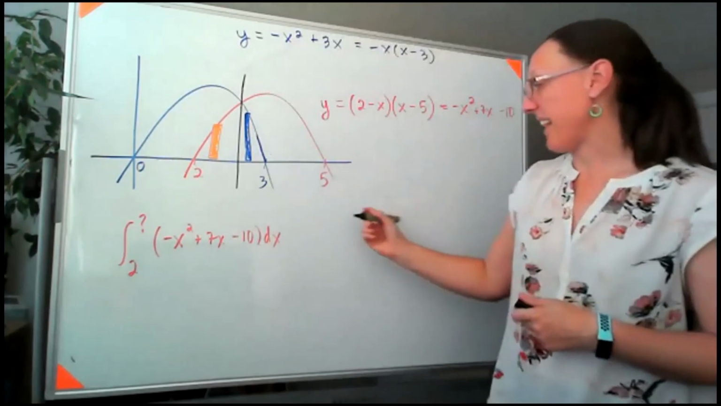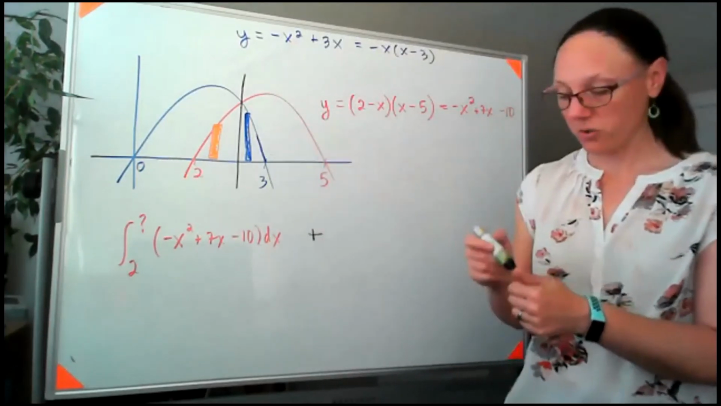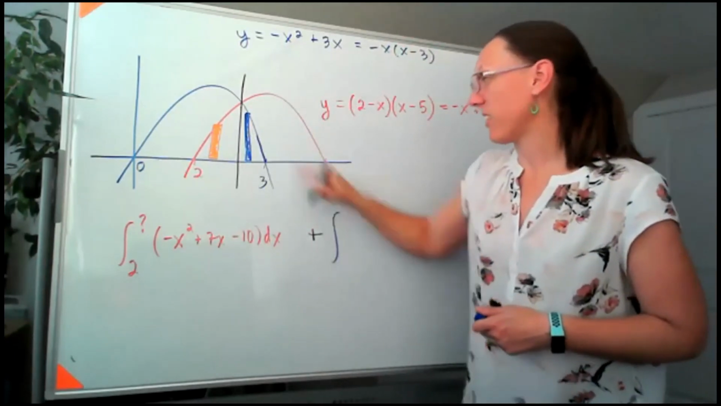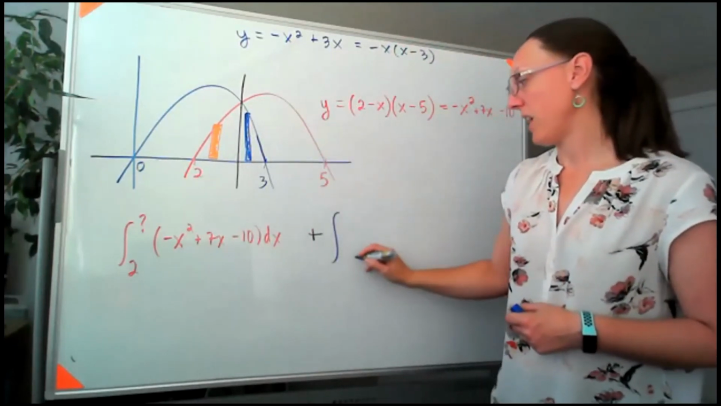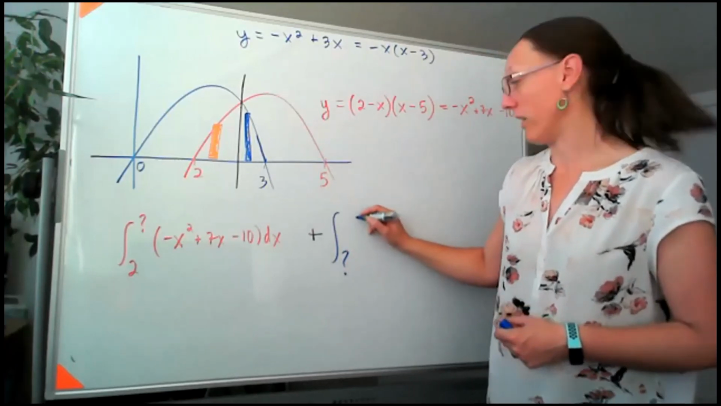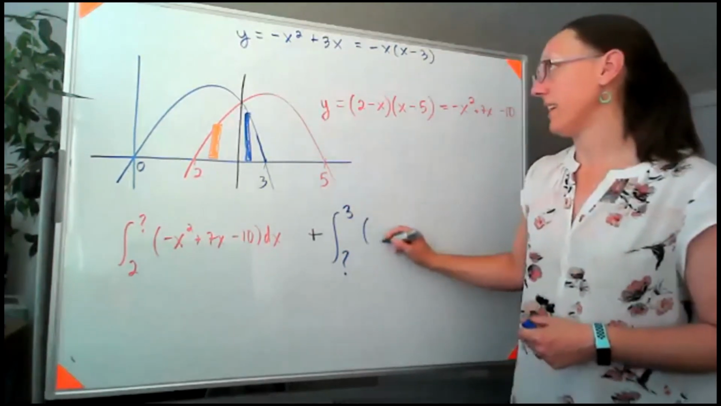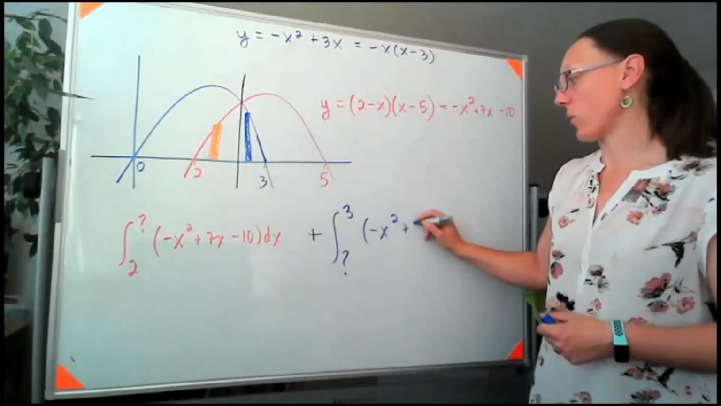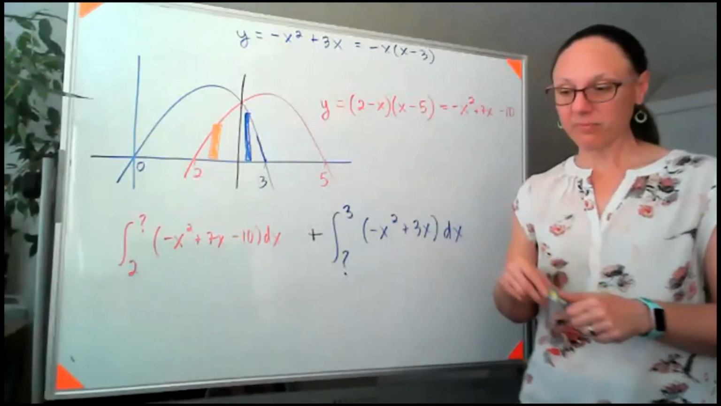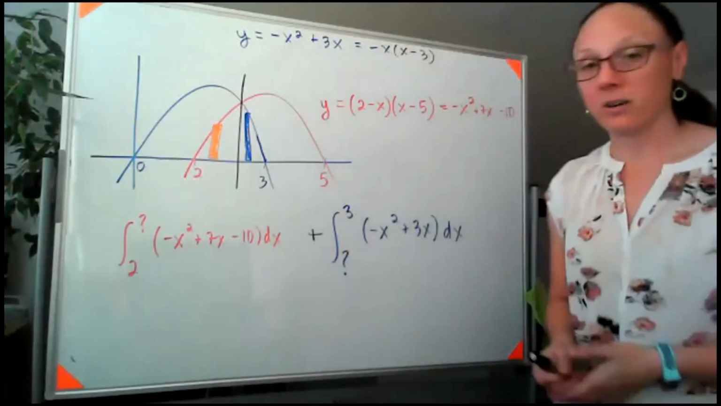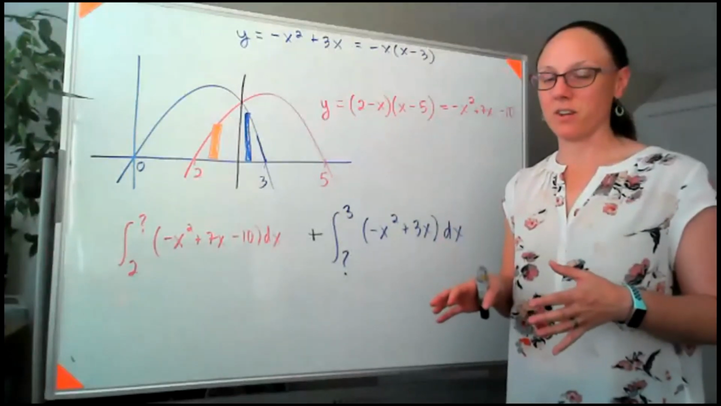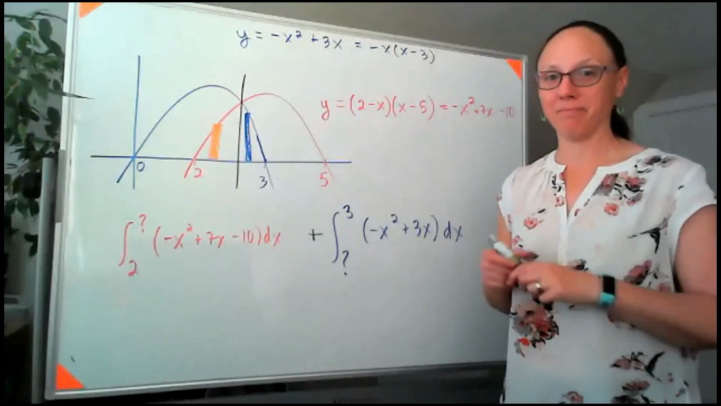I'm going to add that to this part on the right-hand side that's living underneath my blue function. And I'm going to go this time from that intersection point we haven't found yet to 3. And this function is looking like negative x squared plus 3x dx. And now comes the fun, finding that intersection point. I think I've chosen the numbers nicely, so it won't be that bad.